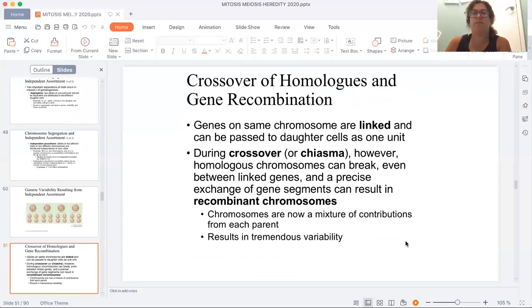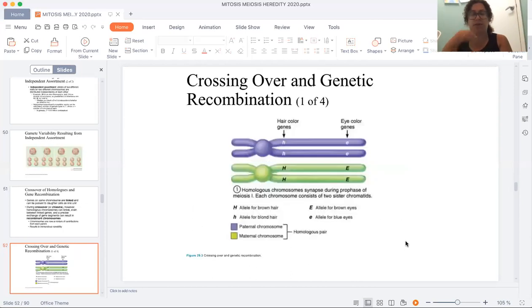that can happen here. And then crossover, homologs and gene recombination is basically that genes on the same chromosome are linked and can be passed to daughter cells in one unit. But when crossover occurs, it's called a chiasma, the homologous chromosomes can break, even between linked genes, and they can recombine to become different types of chromosomes. This is really important for the success of the human race because we want recombinant chromosomes to have different expressions. That's why there's all different types of skin colors, different hair types, different personality traits, different everything, different height. That's what makes us all different.